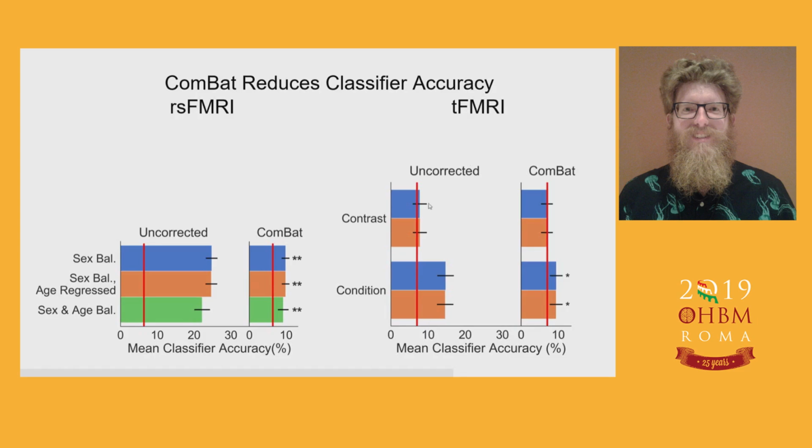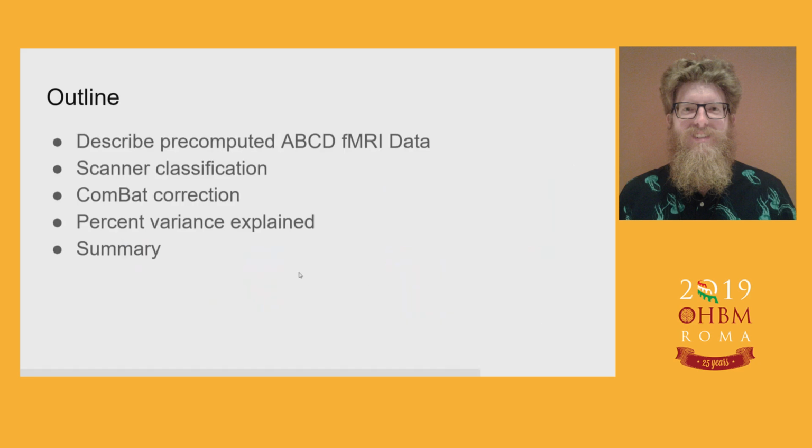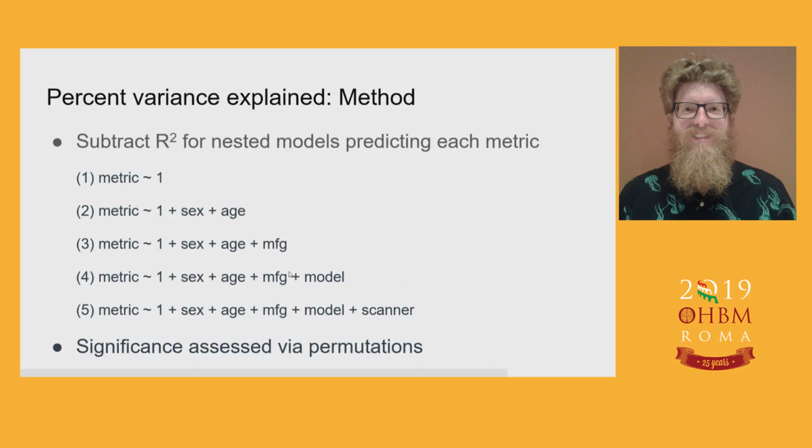This column here is after correction with ComBat, and the accuracy of the classifiers was all significantly reduced, but still somewhat above chance. For the task-based fMRI contrast, there wasn't a lot of information there in the first place. ComBat might have reduced it a little bit, but that's not a significant change. For the conditions, though, there is a significant change, and the classifier is still ever so slightly able to perform above chance there.